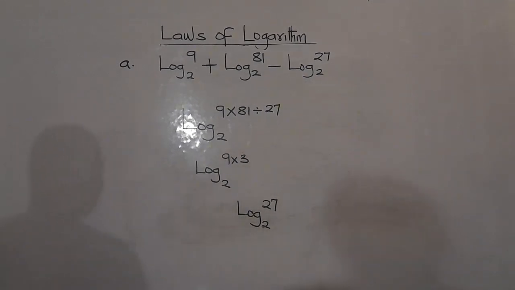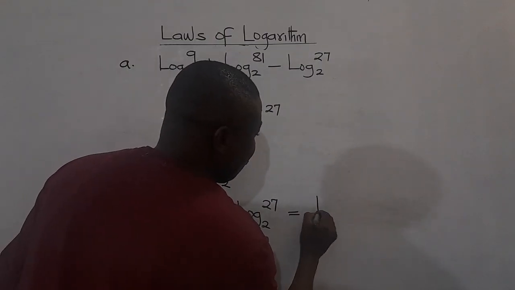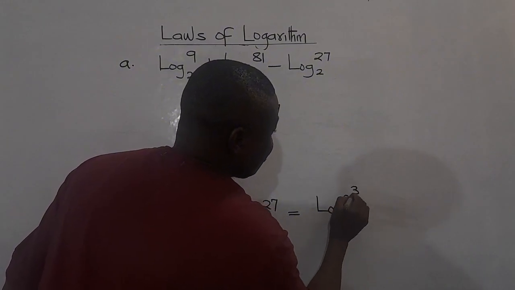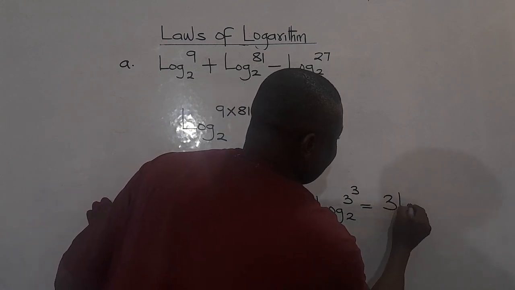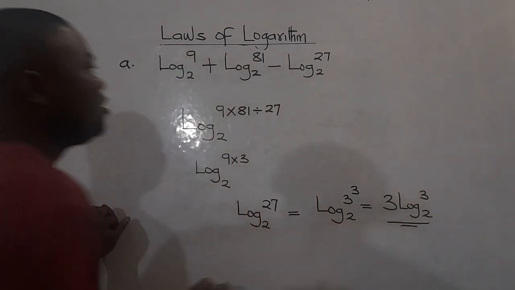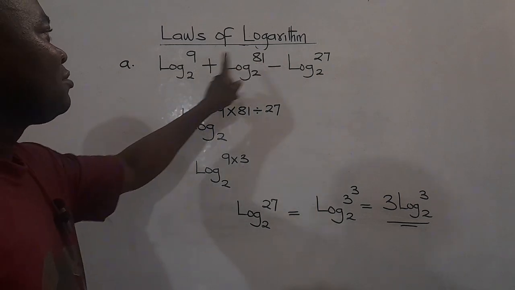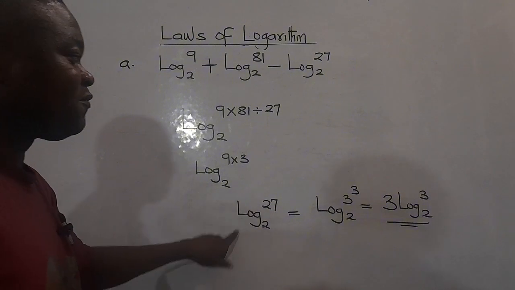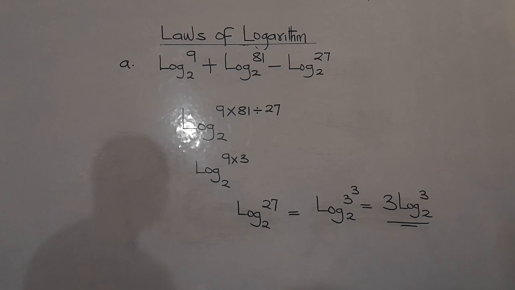We can do this. This is the same thing as log 3 raised to power 3 base 2, which is the same thing as 3 log 3 base 2. We've applied most of the laws here from this point. Addition, subtraction, we changed it. Now we got to this point. We have now simplified to get this. That is the first example.